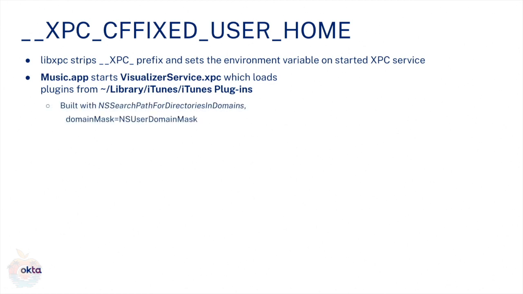It's built with NSSearchPathForDirectoriesInDomains. The second argument is passed NSUserDomainMask. And when that argument is passed, it's going to call into NSHomeDirectory to expand the tilde. And NSHomeDirectory has a fast path where it just reads the value of CFFIXED_USER_HOME. Now this might all start coming together.